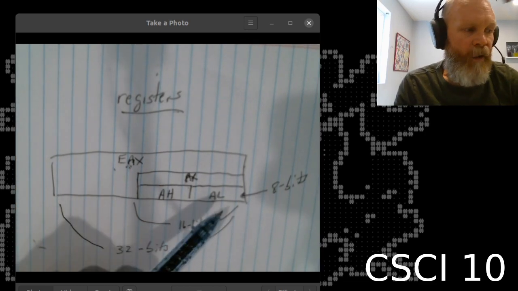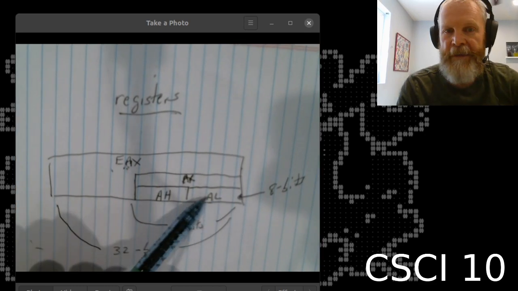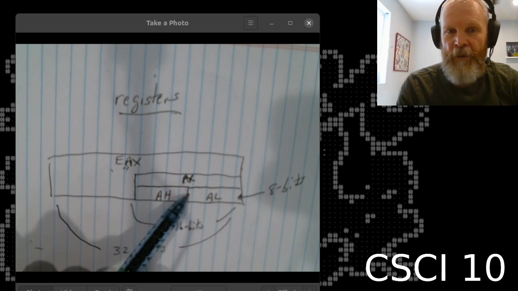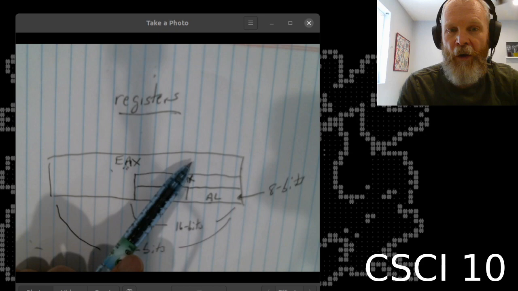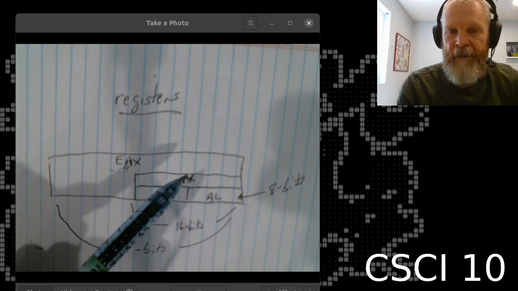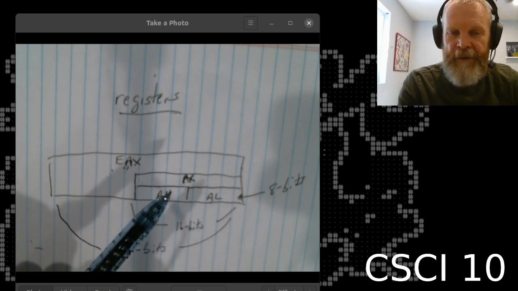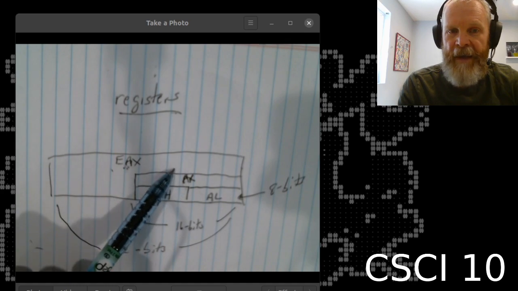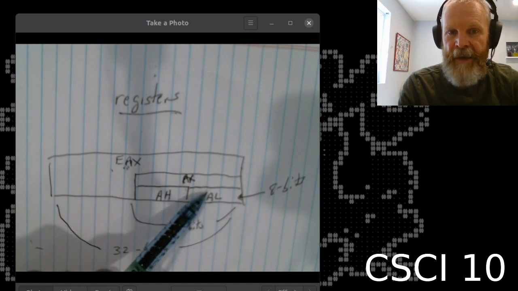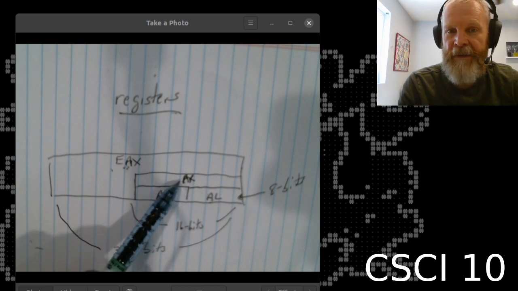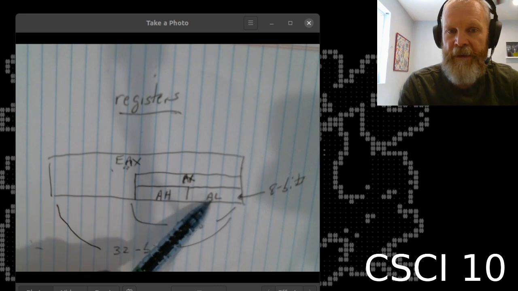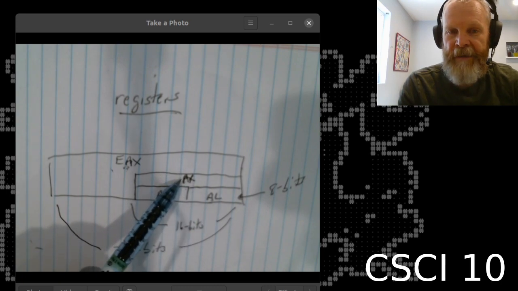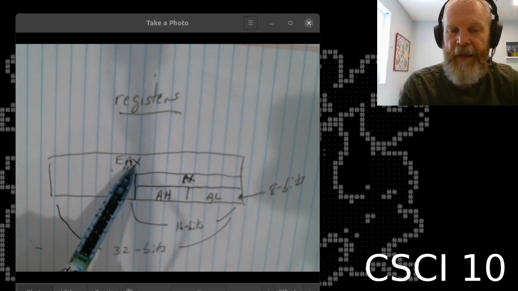So when I say AL, I'm talking about a specific 8 bits, which happens to be the sort of low-end 8 bits of AX and is also, by extension, then the low end of EAX. So I hope that this makes some kind of sense. We call this register overlay because EAX overlays AX, which overlays AH and AL. The H means high and the L means low, so these are the high 8 bits of AX and the low 8 bits of AX. And then AX is the low 16 bits of EAX.